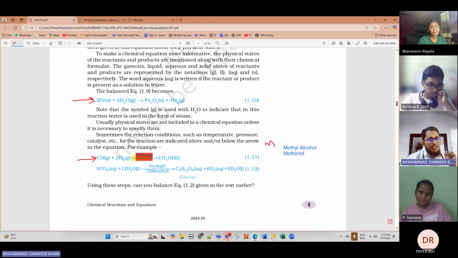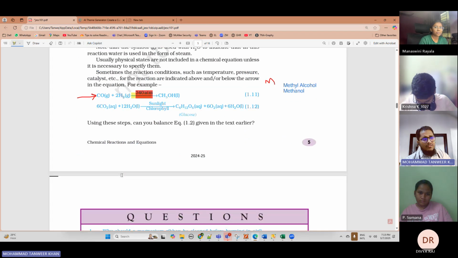Now, see the next equation. Here you have 6CO2, this is aqueous, and 12H2O, this is again liquid. With sunlight and chlorophyll, you are getting C6H12O6 plus 6O2 plus 6H2O. This is again one chemical reaction.